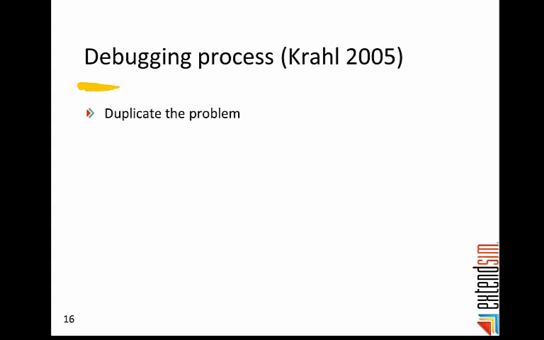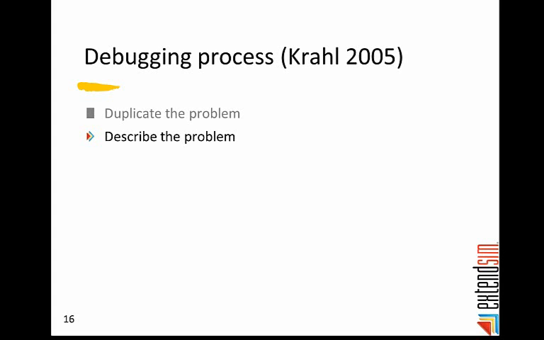So the process basically is you want to duplicate the problem and then describe it. Duplicating is very important. You want to run the model so that you've got the same result every time, so that you're not playing whack-a-mole where the problem shows up in a different place every time you run the model.